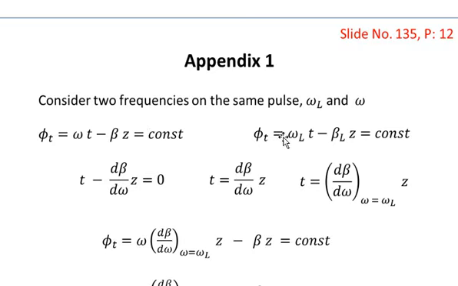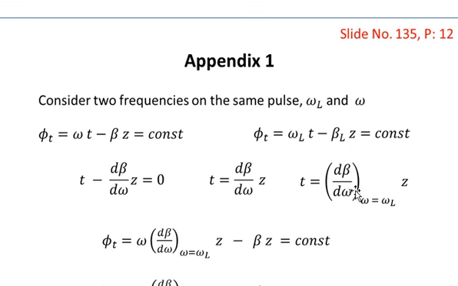So here we are considering that both are constant. We can take the derivative of this quantity, that is t, with respect to omega. So we have t minus the derivative of beta, that is d beta over d omega, times z is equal to 0. And we can solve it for t, which is t equal to the derivative of beta with respect to omega times z. More explicitly, t is equal to the derivative of beta with respect to omega evaluated at omega equal to omega L, times z.